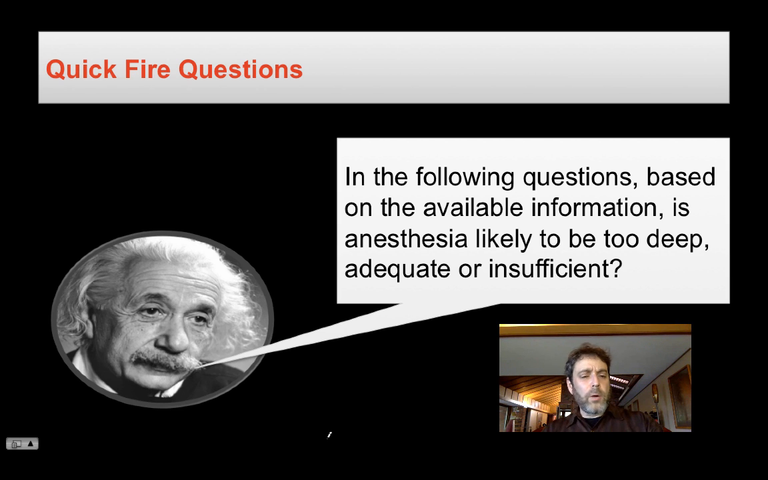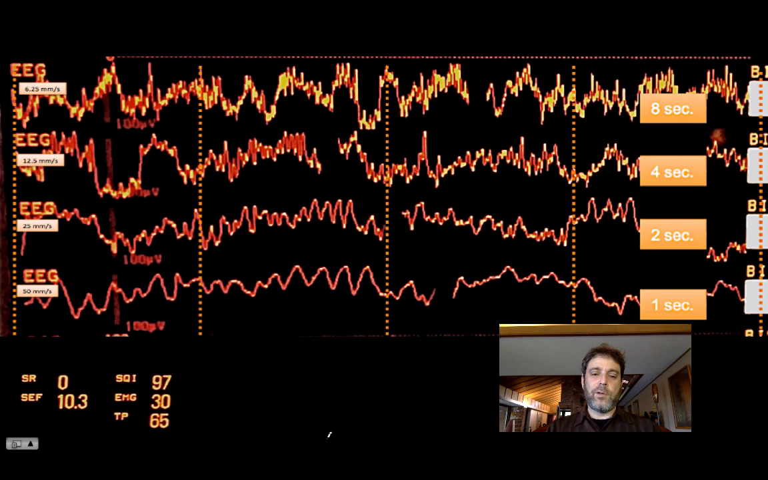All right, let's move faster now and get through some quick fire questions. In the following, we're just quickly going to say, based on the EEG, is anesthesia likely to be too deep, adequate, or insufficient? So if we have a look at this one, you can see these slow delta waves. You can see the spindles at 1, 2, 3, 4, 5, 6, 7, 8 Hertz.